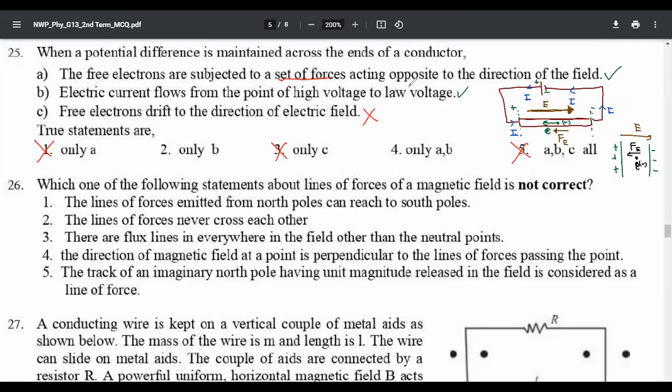Magnetic field, lines of forces. Lines of forces means the field lines. Field lines are the lines through which the force acts. So this is emitted from the North Pole to reach the South Pole. Correct. The lines of forces never cross each other. That's also correct. They are flux lines everywhere in the field other than the neutral points. That is also okay.